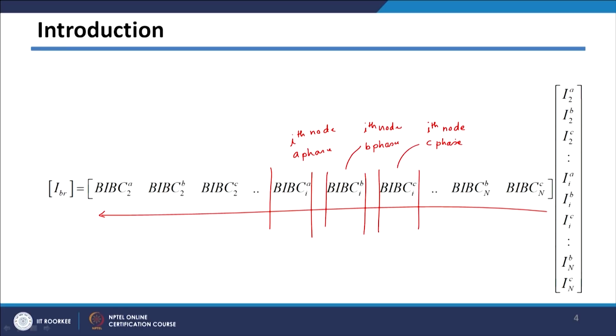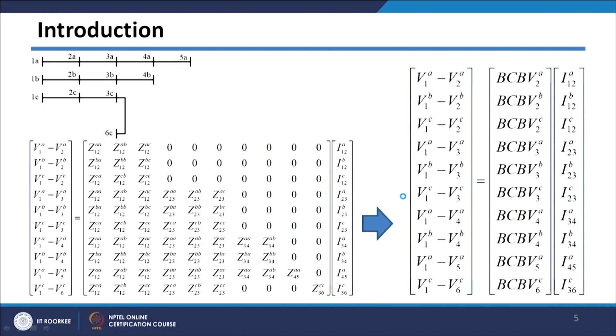So, this nomenclature is given so that we can identify a particular column for short circuit analysis purposes. Similarly, we have the BCBV matrix, and we have also seen this BCBV matrix during your load flow calculation. The structure of the BCBV matrix will be something like this.